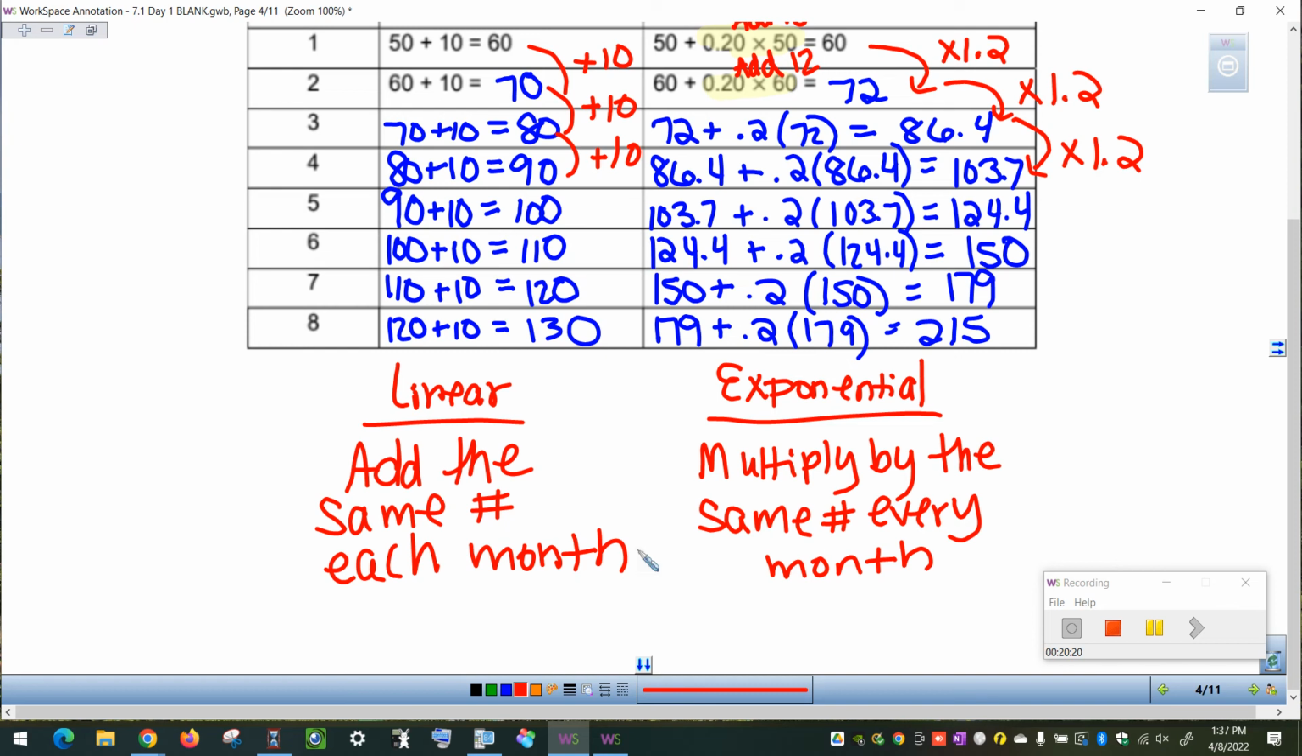here to connect it back with our story, but really the month is like the x value. And so if every time the x value gets bigger by 1, are the y values adding the same number? Well, then it's linear. Or if the y values are multiplying by the same number, then it's exponential. Okay, when you're ready now, let's go ahead and turn over to the back.